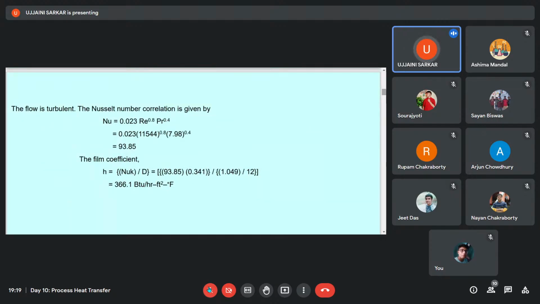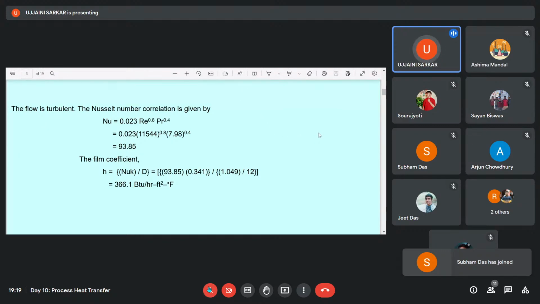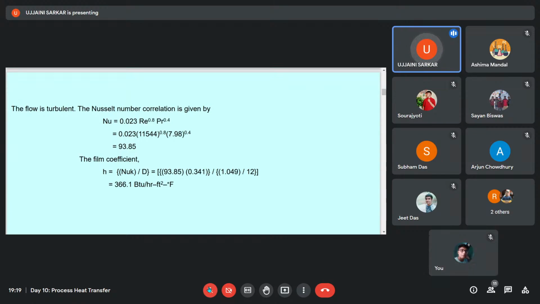Use the Nusselt number correlation, the Dittus-Boelter equation, and directly put the value of Reynolds number and Prandtl number, and check whether Nusselt number is coming 93.85, or approximately 93.85. And finally the coefficient: hd by k is Nusselt number, so h will be Nusselt number into k by d. So what is the value of h you are getting?